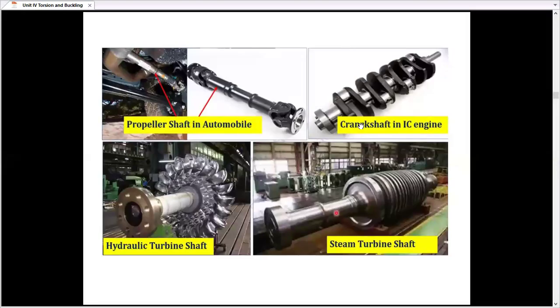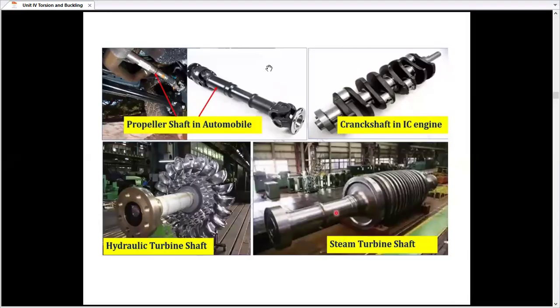Hello all. In today's session we will discuss how to calculate the diameter of a shaft. Here are some examples of shafts. This is the propeller shaft, with the help of which we can transmit power from the engine to the axle. Then this is the crankshaft of an IC engine.